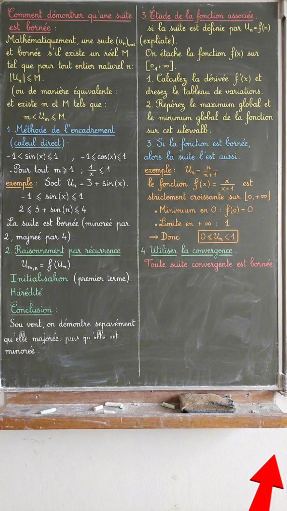The fourth method is to use convergence, because we have a theorem that tells us what? Every convergent sequence is bounded. This theorem might be beyond the level of the second year of high school. The teacher might not consider it correct. But every convergent sequence is bounded. But don't use it because the teacher might not like it.